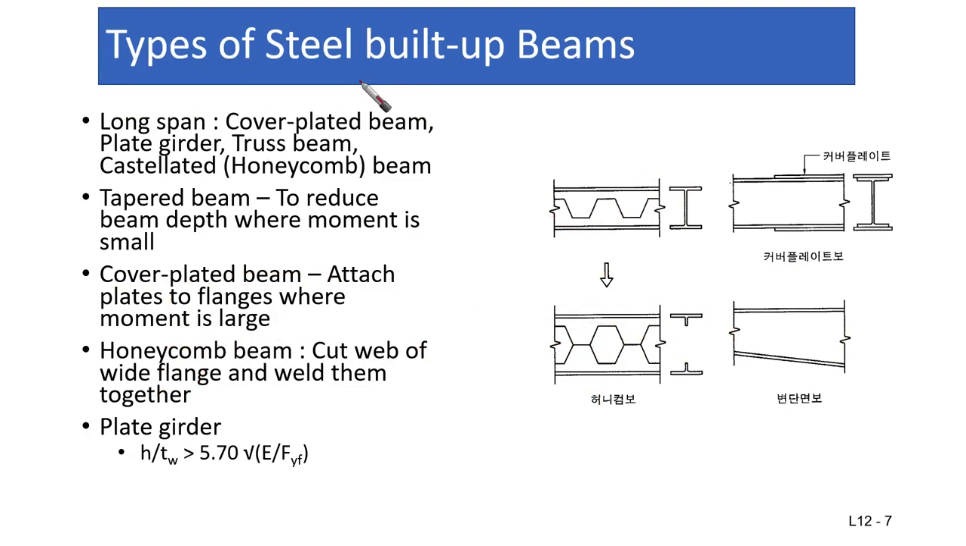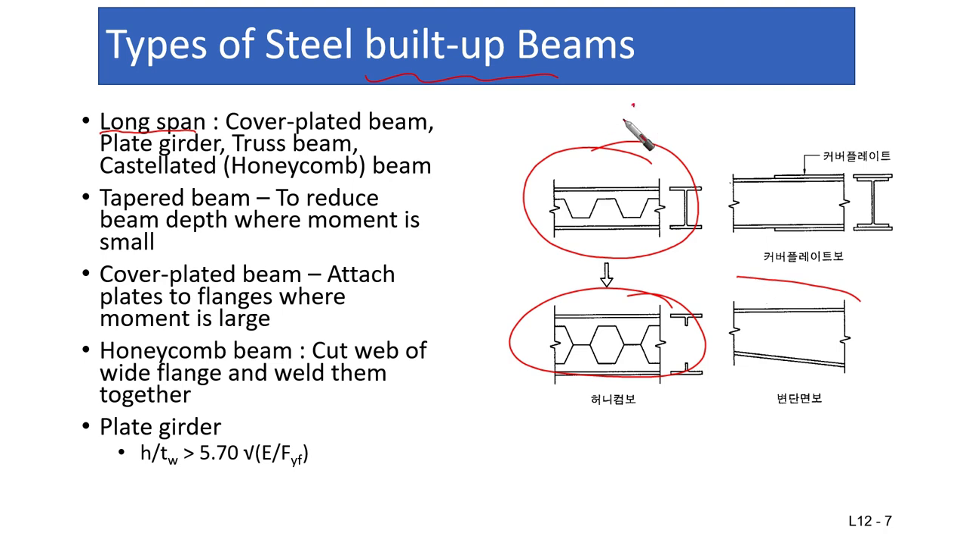Okay, for the built-up sections, we have different types as well. We have long span: cover plated beam, plate girders, truss beams, castellated, which is honeycomb beam, something like these shapes. They are also for what we call the long spans. We can control everything for it.